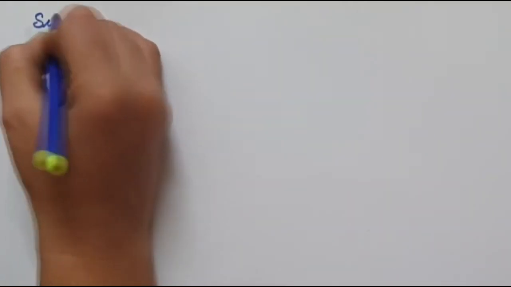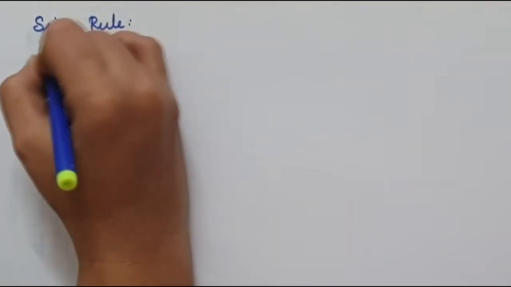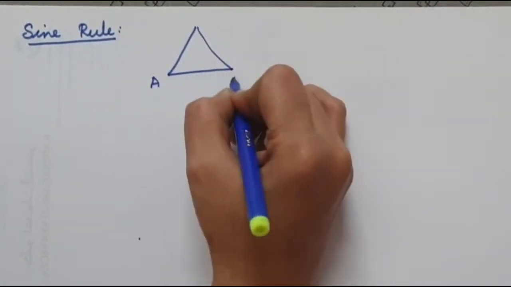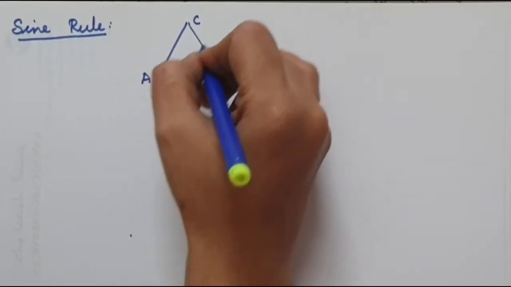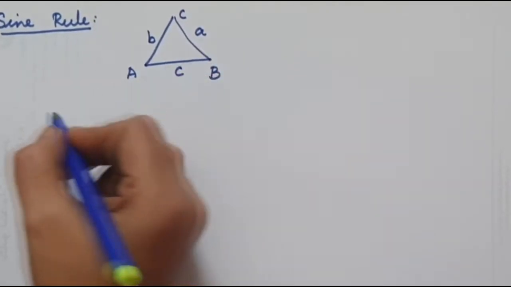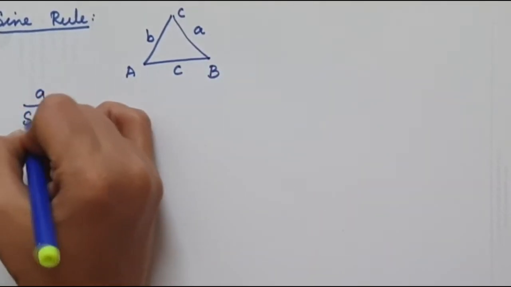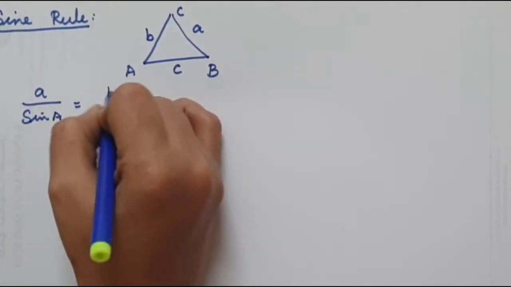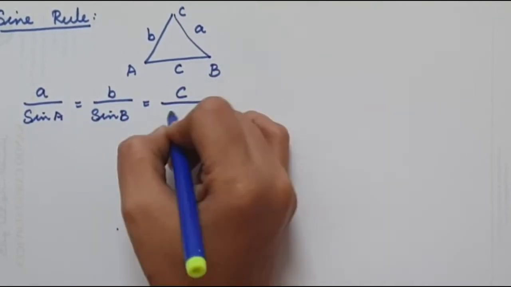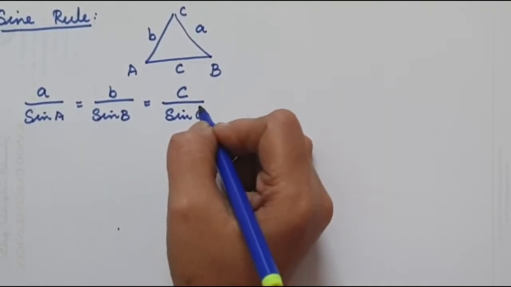The sine rule and the cosine rule are used to find the angles and the sides of any non-right angled triangle. Now the first thing is sine rule. Suppose if we have a non-right angle triangle A, B and C. This is A and the opposite to B is B and the opposite to C is C. The sine rule states that a over sine A will be equal to b over sine B will be equal to c over sine C.